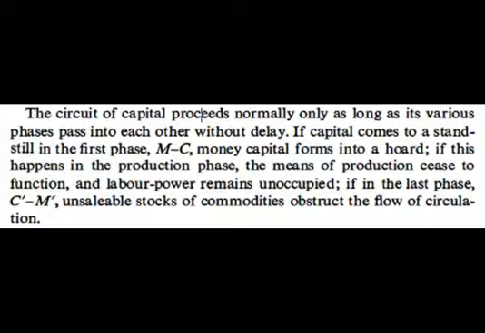If capital comes to a standstill in the first phase, M to C, money capital forms into a hoard. If this happens in the production phase, the means of production cease to function, and the labour power remains unoccupied. If in the last phase, C prime to M prime, unsaleable stocks of commodities obstruct the flow of circulation. All right, we're back to these potential blockage points. These are the points where crises can occur.